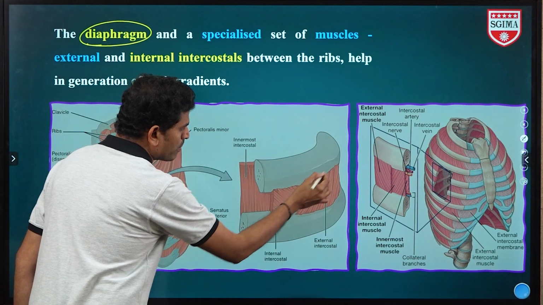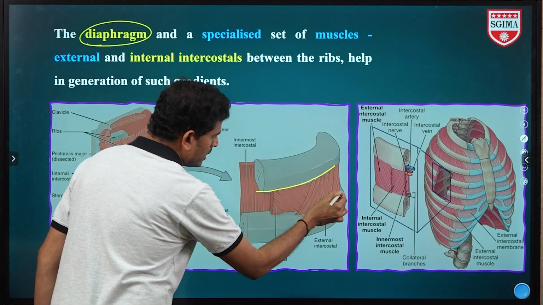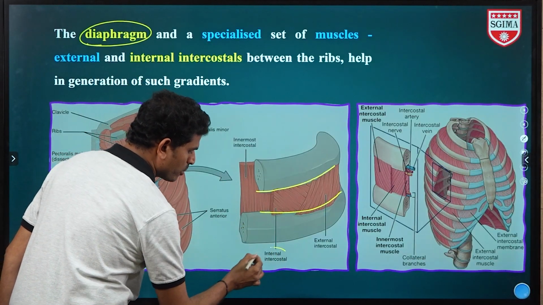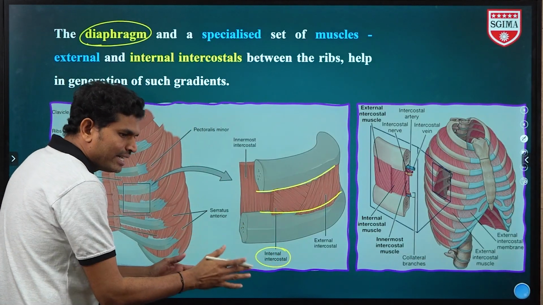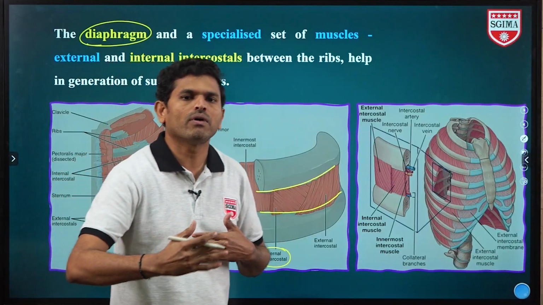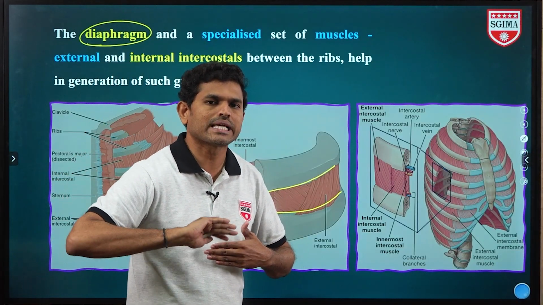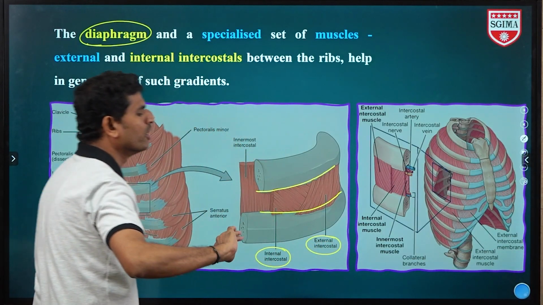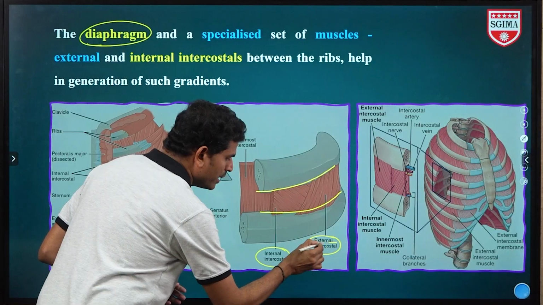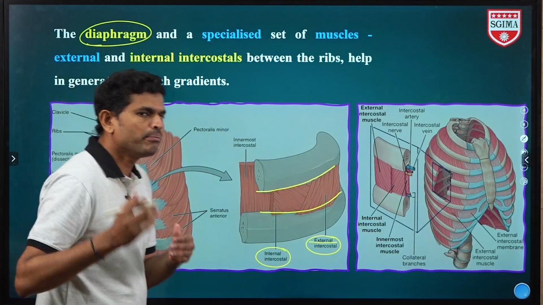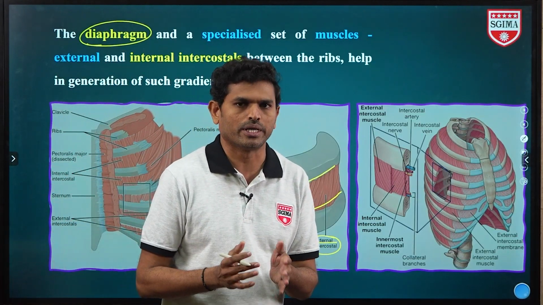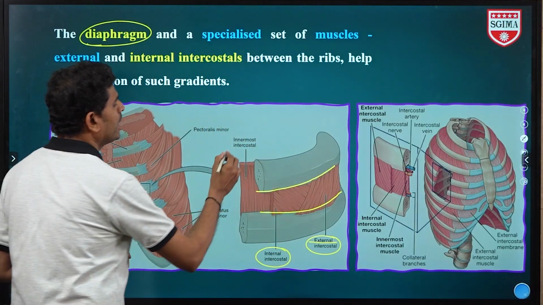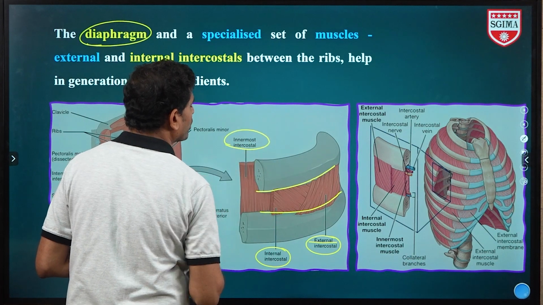The muscles which are present here are known as intercostal muscles. In these intercostal muscles, the muscles on the body wall side, outside towards the body wall, are called external intercostal muscles. And the muscles which are present in between the ribs only, present inside, that is towards the lungs, are called internal intercostal muscles.